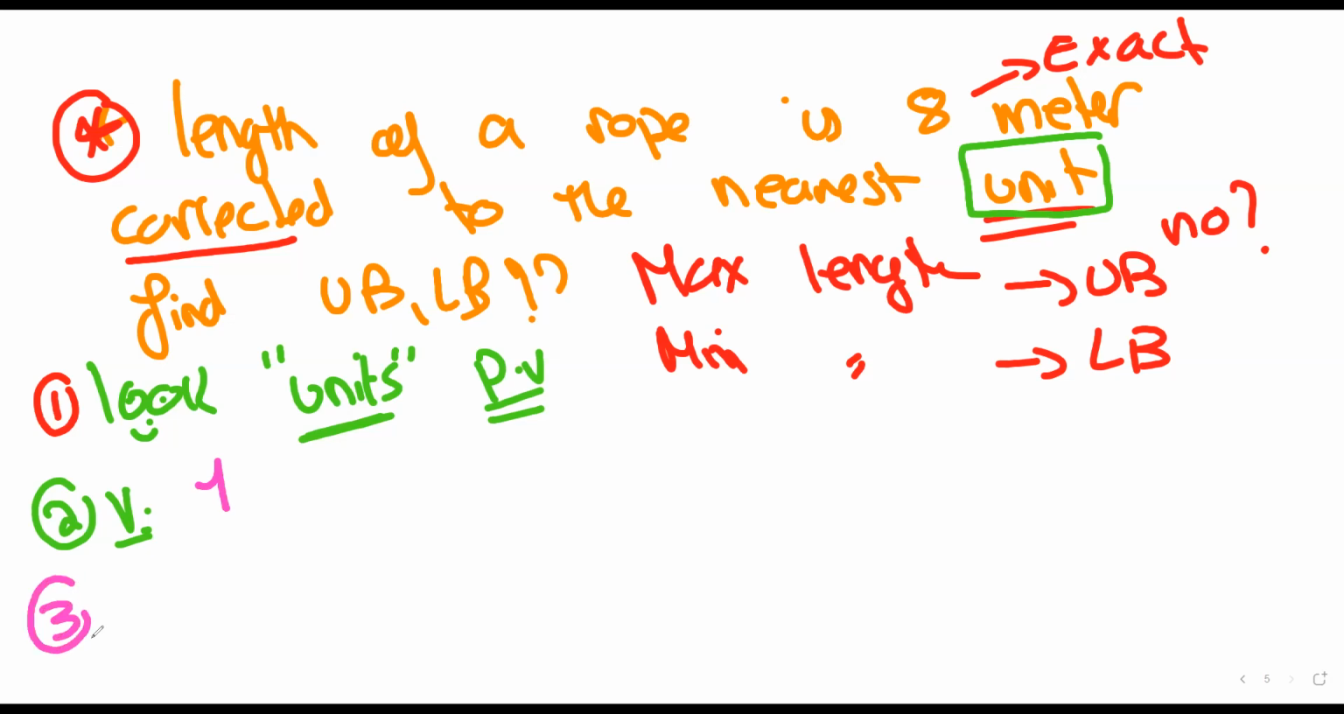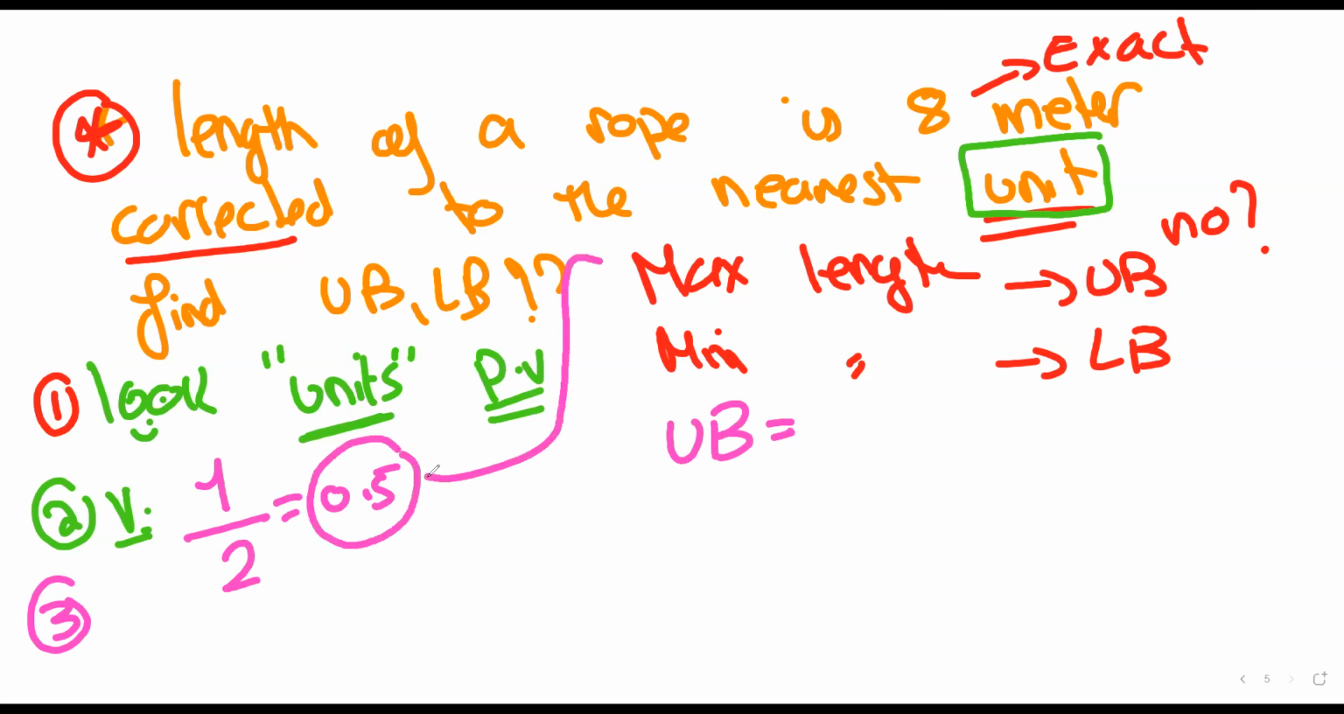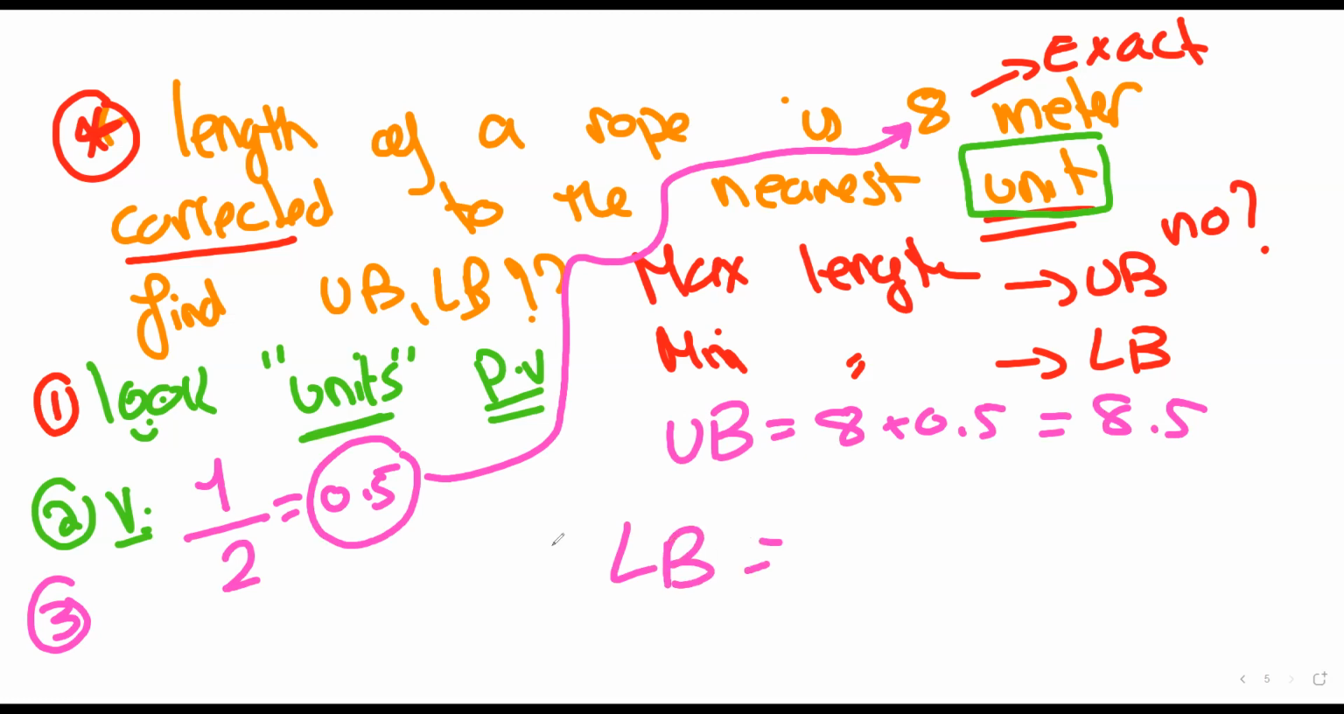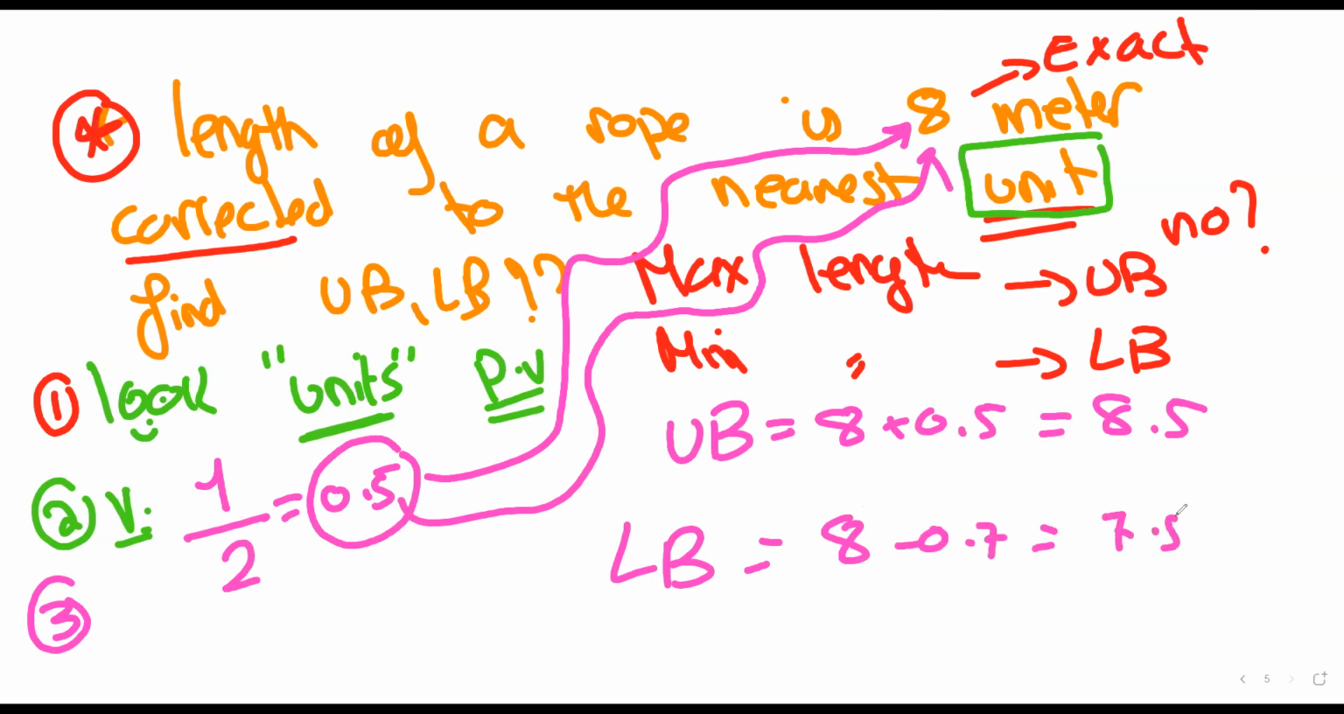The third step is, what do I do with this value? This value I divide by 2. Always and forever divide by 2. 1 over 2 is what? Half. Since we are in Edexcel, to find the upper bound I add half to the original, so it will be 8 plus half, which is 8.5. To find the lower bound I subtract half from the original: 8 minus half, which is 7.5.